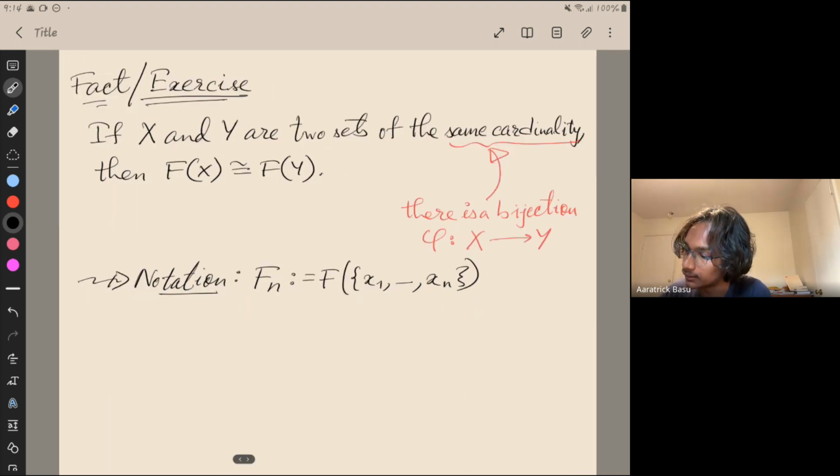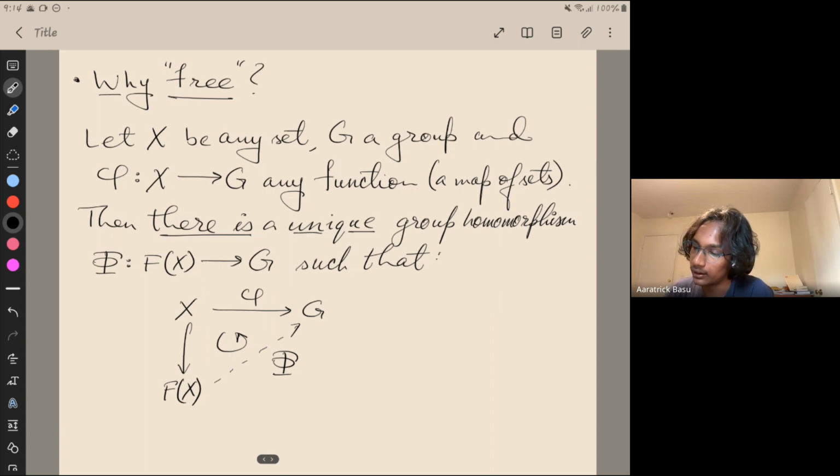So let's proceed. A little bit of a digression: why "free"? The terminology is explained by the following theorem. If X is any set and G is any group, and you have any map of sets from X to G given by small phi, then there is always a unique group homomorphism, capital Phi, from the free group on X to G, such that the following diagram commutes.